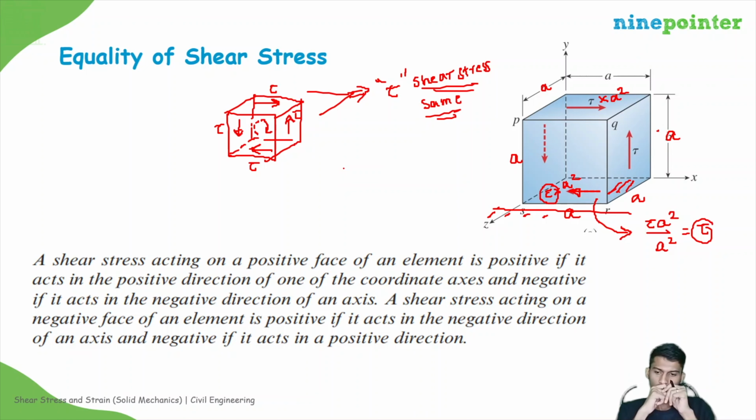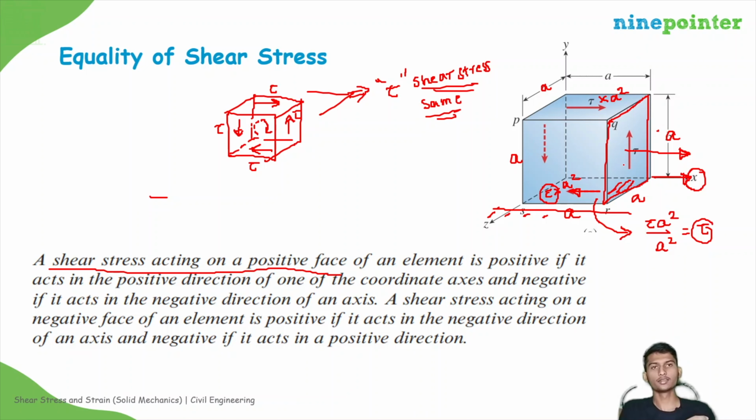But in terms of direction, we need to have some sign convention, right? So what should be that sign convention? The sign convention is for a shear stress acting on a positive face. What is a positive face? See, this is x. The face whose normal is along the positive axis direction is positive. If you take this face, then the outward normal of this face is in this direction, right? So that is along the positive x direction, and this is also a positive face, right? For a positive face, if the shear stress is in the positive direction, then it is positive.